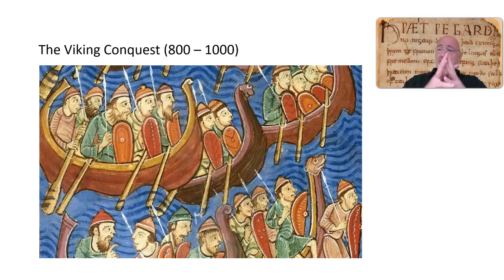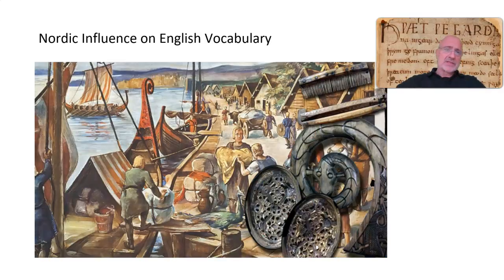And then I talked about these blokes as well. The Vikings came between 800 and 1000. And of course, there are loads and loads of Scandinavian words, which I would like to talk about now. The Nordic influence on English vocabulary. And then you see already the English and the Norsemen trading, a very romanticized painting, of course, of those days.